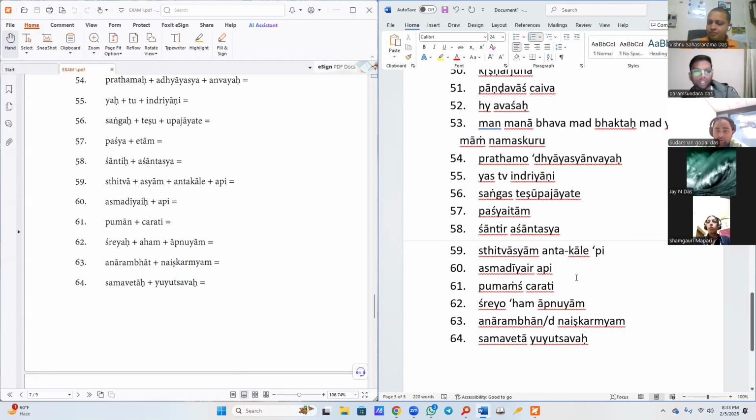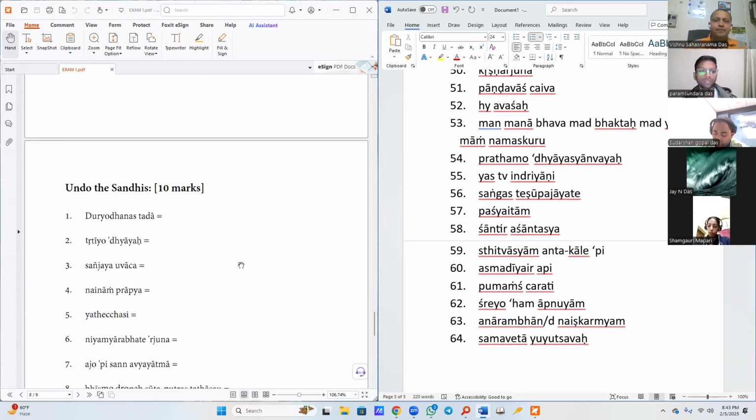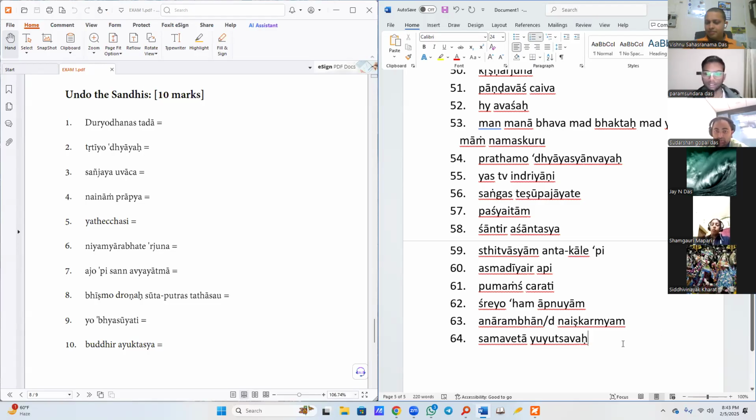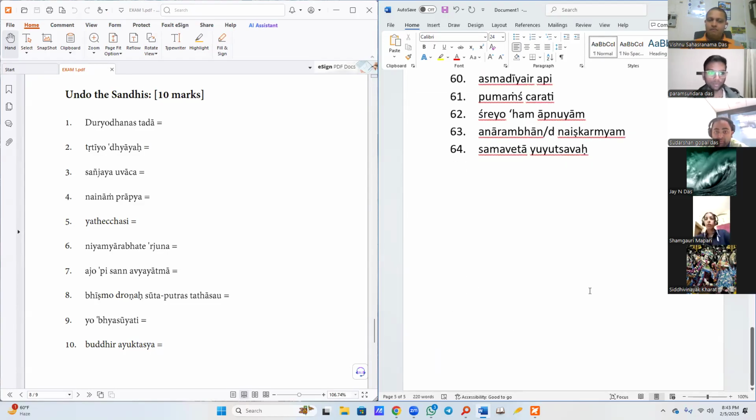Okay, I hope you have done marking also on your paper still here. Done? The markings are done. So then undo the sandhis. I was thinking not to give undo the sandhis, but I also gave a few of them, just so that you become more apt to it, because this is the ultimate thing we have to do. Okay, undo the sandhis. 10 of them.